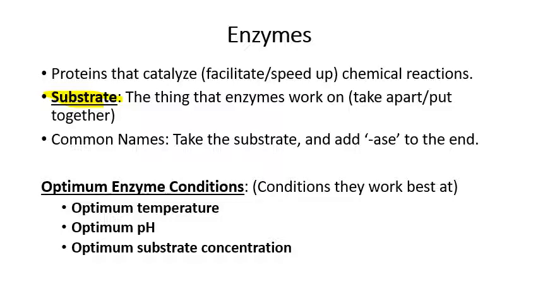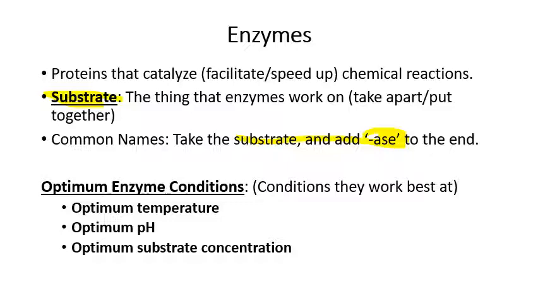It either takes it apart or puts it together. And so the common way of naming enzymes is to take the name of the substrate and add "ase" to the end. So the enzymes that hydrolyze cellulose are called cellulase enzymes. The enzymes that break down amylose are called amylase enzymes. The enzymes that break down proteins are generally referred to as protease enzymes. Enzymes that break down lipids are referred to as lipases.